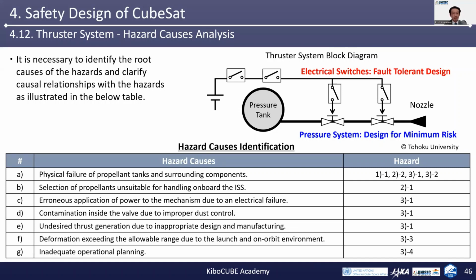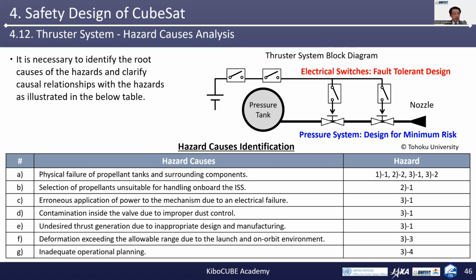After hazard identification, it is then necessary to identify the root causes of the hazards and clarify a causal relationship with the hazards, as summarized in the table below. Also, attention needs to be paid to the fact that the hazard identification and root cause analysis need to be based on the actual individual design implementation of the thruster system, as well as the satellite system where the thruster system is to be implemented, for example, as illustrated in the figure above.